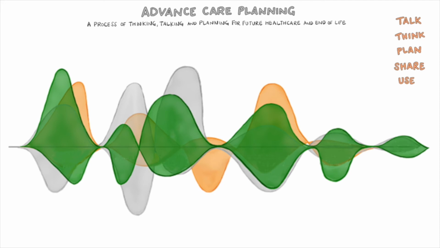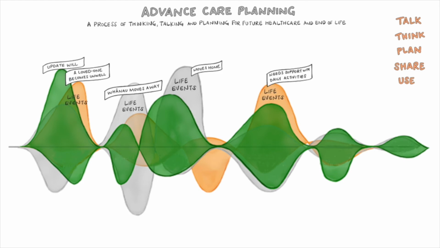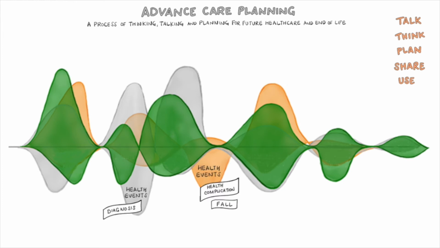Imagine advanced care planning as a set of overlapping sound waves that expand and contract over time. The relevance and the level of advanced care planning activity for a person and their whānau expands and contracts over time, triggered often by life events like when you update your will, or when someone you love or care for becomes unwell, or you might move house or need increasing support with your daily activities, or you start struggling with your short-term memory. And health events like a visit to the GP, diagnosis of a chronic or life-limiting illness, a health complication like a fall.